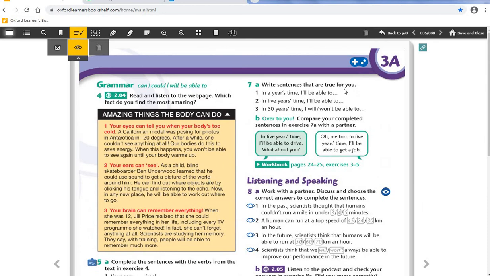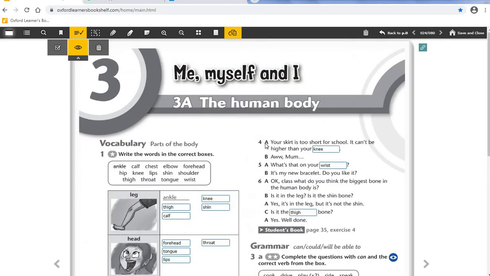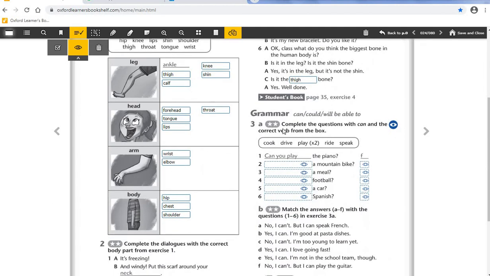Write sentences that are true for you. We wrote them in the notebooks. Over to you. Compare your completed sentences in exercise 7a with a partner. Like, in 5 years' time, I'll be able to drive. What about you? Oh, me too. In 5 years' time, I'll be able to get a job. Now let's look at workbook pages 24-25, exercise 3 and 5.